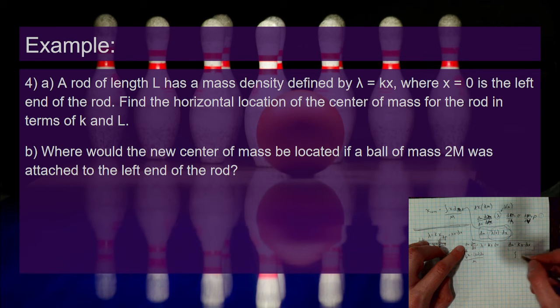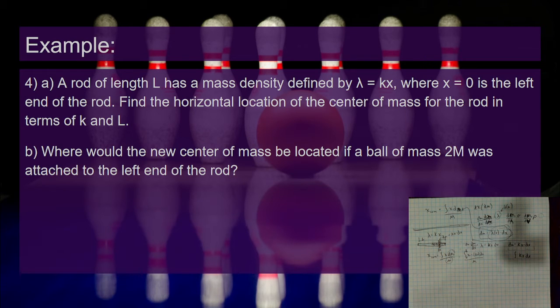So if we integrate our equation for our density with respect to our entire length, what that'll give us is the sum total of all of the mass at the location. So our total mass in this case will be equal to kx squared over 2 evaluated from 0 to L, or kL squared over 2.